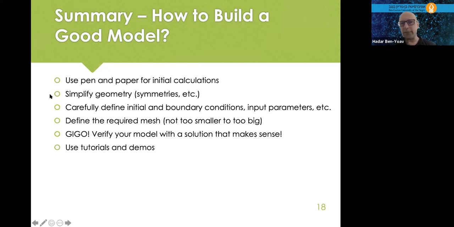Then we look for symmetries, and we simplify the geometry. Then we define the initial and boundary conditions, input parameters, what kind of constants we should use. And eventually, a very important step is defining the required mesh. Remember, a denser mesh doesn't always mean a better mesh. It should be kind of in between, a range of meshes, and also find the locations that require the denser mesh.